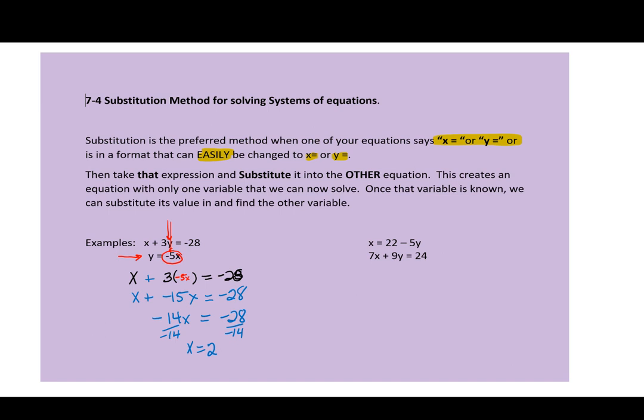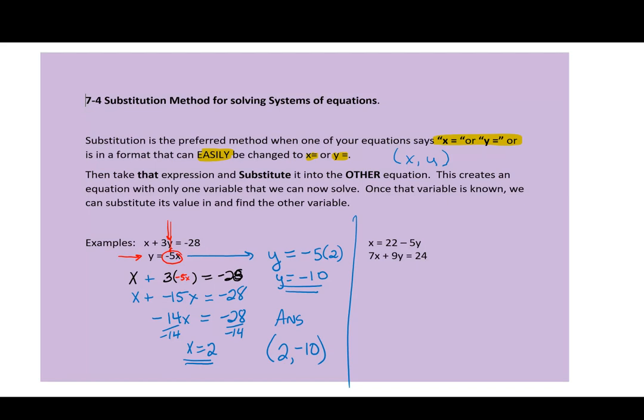Now, when we graphed these, remember, our answer was a point. Our answer was an x and a y, and this is our x. So now we're going to figure out our y. Well, it's very clear. It says y is equal to negative 5 times x. Well, x is 2, so y must be negative 10. So my official answer is 2 for the x and negative 10 for the y. And that's substitution. Let's do the next one.